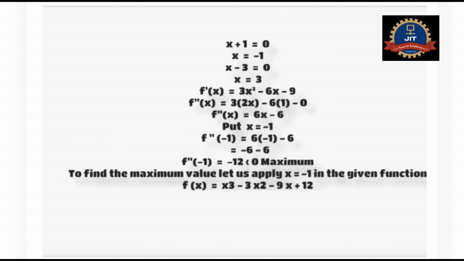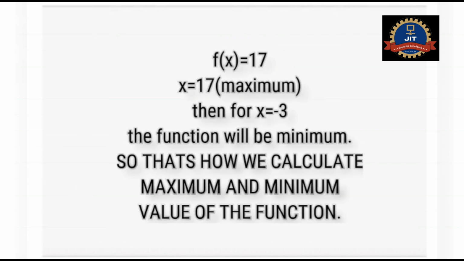Now, to calculate the maximum value, we have to put x is equal to minus 1 in the function x cube minus 3x square minus 9x plus 12. Therefore, we get f of x is equal to 17. 17 is the maximum value of the function. Then of course, for x is equal to 3, the function will be minimum. So that's how we calculate maximum and minimum value of the function.